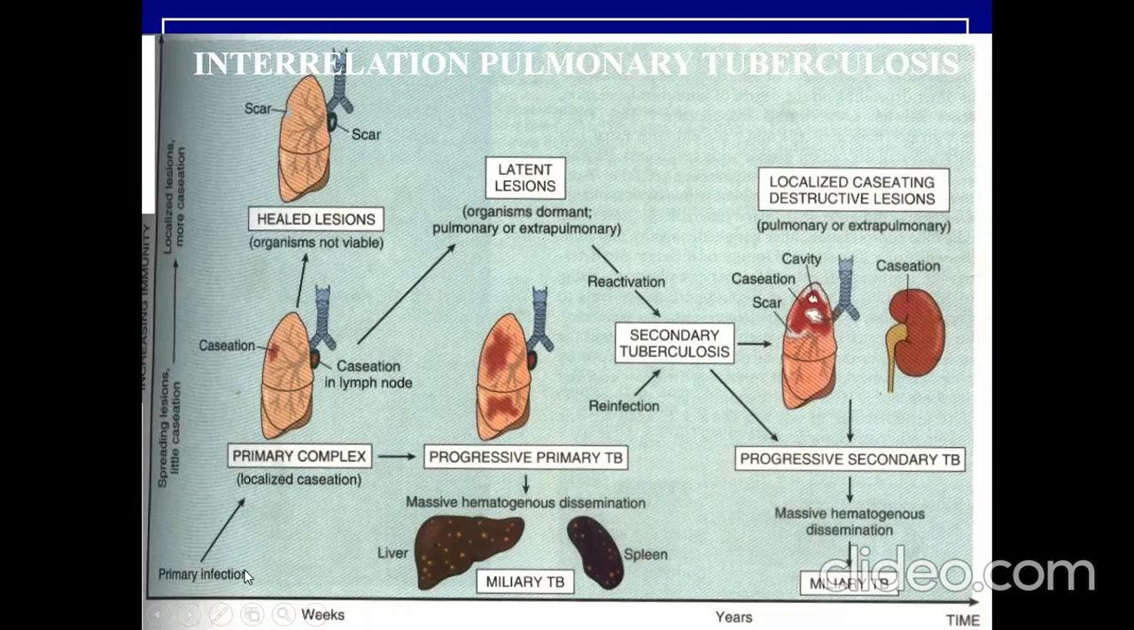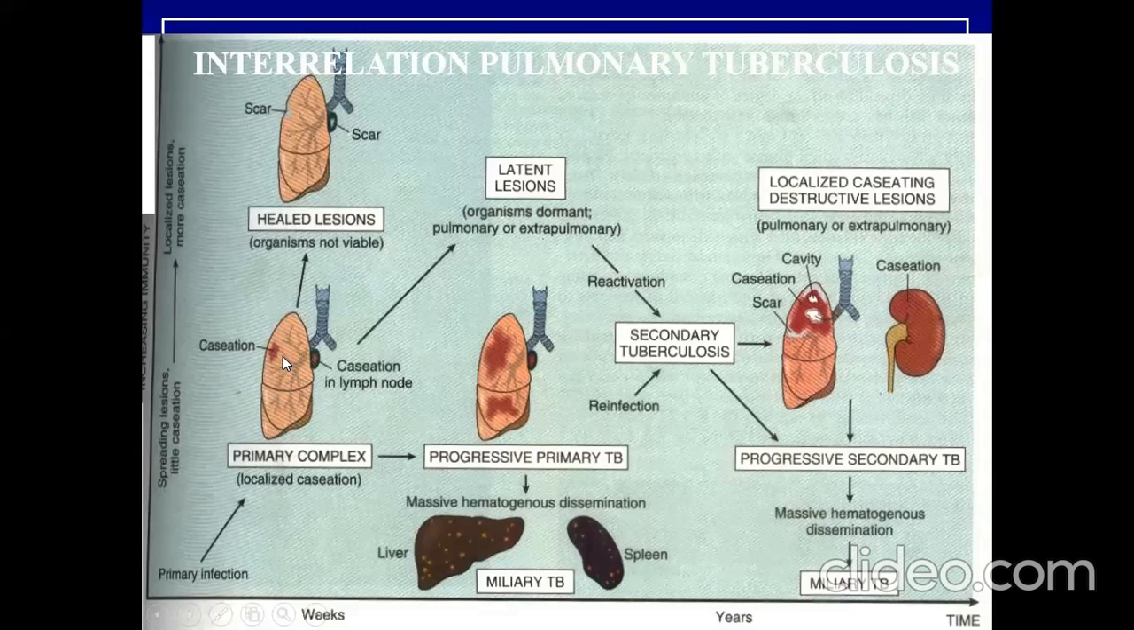Yeah, it's clear. Okay, so on the lower left, this is the primary infection. A person gets infected, and the infection comes here. This is the peripheral part of the lung, and the bacilli lodge in the subpleural space, and from there they travel to the local lymph node in the central part of the chest. So this infected material, along with the infection in the lymph node, is known as a primary complex.